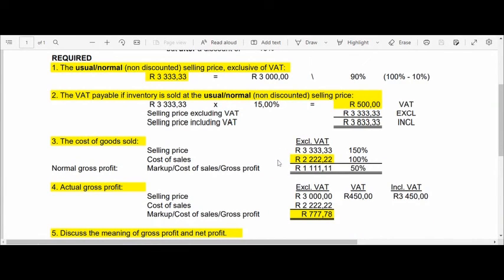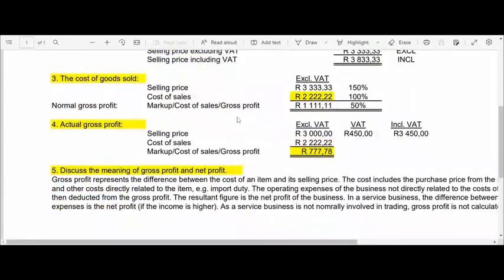And then they also want us to calculate the actual gross profit, ladies and gentlemen. So in part 4 of the question that we've been doing, question 10.6, they also require us to calculate the actual gross profit on this transaction. Now, we'll remember that we've calculated that the normal selling price would have been 3,333 rands and 33 cents. In part 3 of the question, we've already calculated that the cost of sales is 2,222 rands and 22 cents.